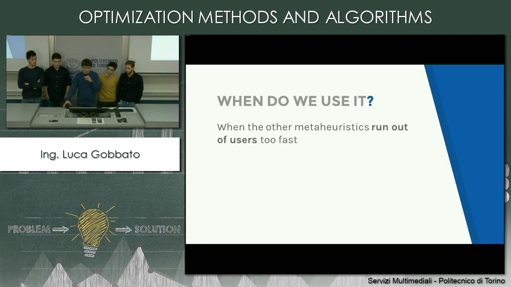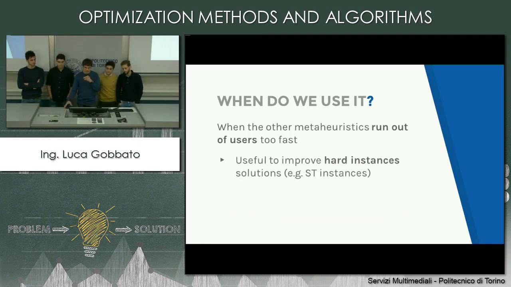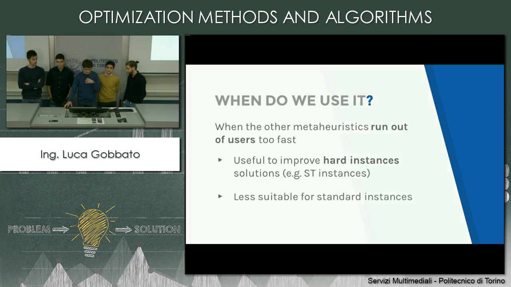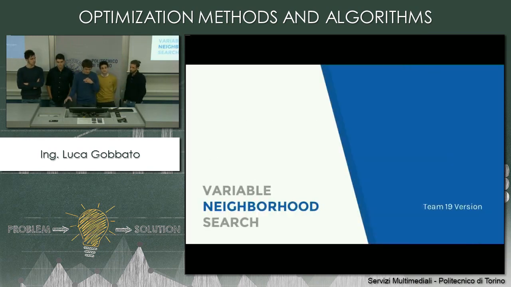We use GRASP when other metaheuristics run out of users too quickly, which means that it's useful to improve our hard instances such as the ST instances, while it's less suitable for the standard instances. Now that GRASP is more clear, I will talk about the variable neighborhood search.